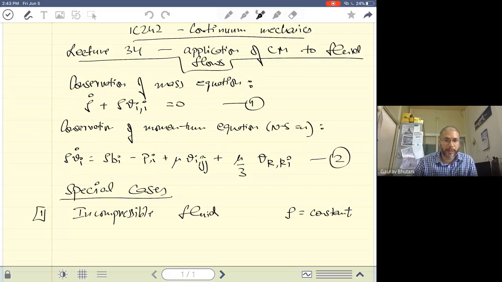So if the density is constant, then equation number one, which is the conservation of mass equation, the rho dot term becomes zero. So what we obtain is that one reduces to the velocity field is solenoidal, or what that means is the divergence of velocity, or v_i comma i, is zero. Okay, so that's a simplified form of the conservation of mass equation. And the conservation of momentum equation stays as it is except the last term. So let's write that.